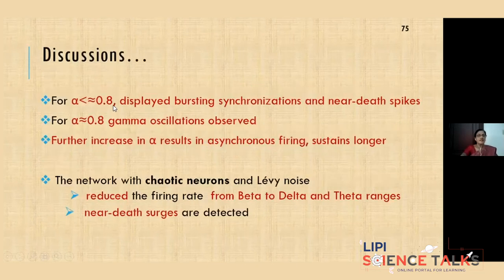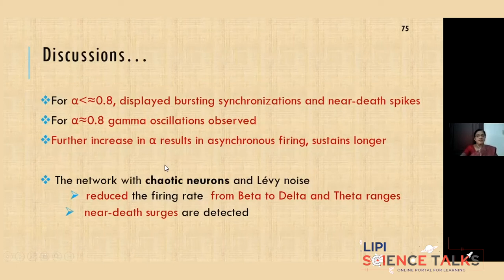When alpha is less than 0.8, bursting synchronization and near-death surges are exhibited. At 0.8, gamma oscillations, that is very high frequencies, are exhibited, which we have already stated. And when alpha is further increased, asynchronous firing is exhibited.